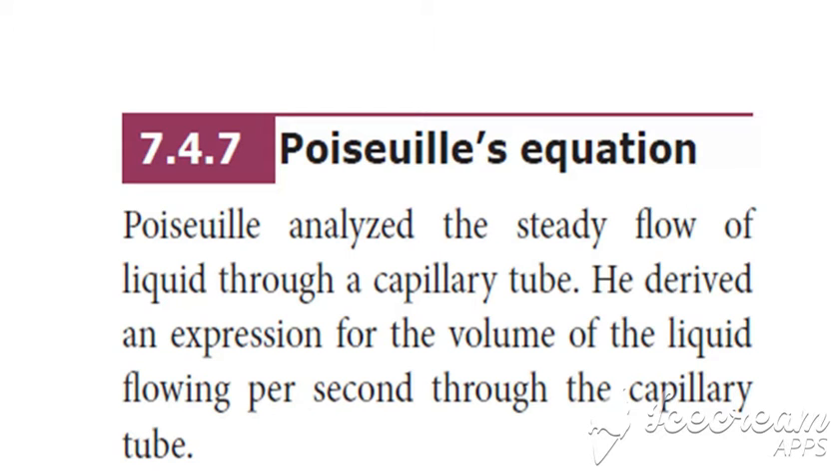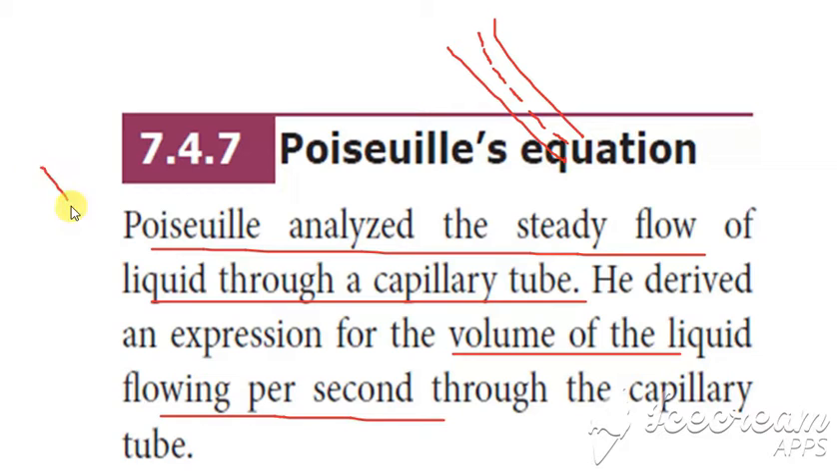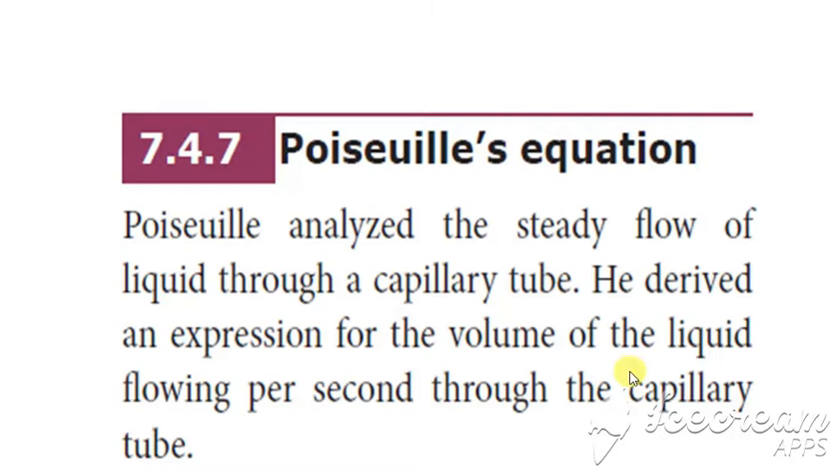Next, we are going to see Poiseuille's equation. Poiseuille analyzed the steady flow of liquid through a capillary tube. He derived the equation for the volume per second, V by T, through this capillary tube.